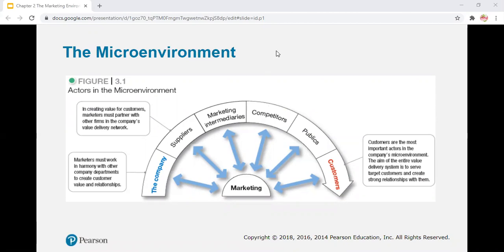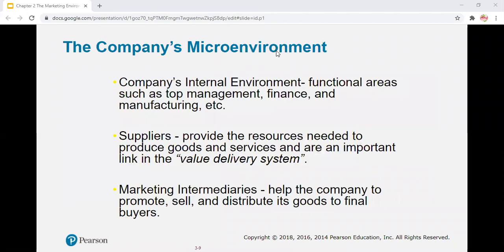When we say the marketing department, we cannot work by ourselves, so we need to interact with the other departments of the company. Then we have the suppliers, marketing intermediaries, competitors, various publics, and customers, which combine to make up the company's value delivery network. So this is what we call the company's value delivery network. Let's see now the relationship with every part of this microenvironment.